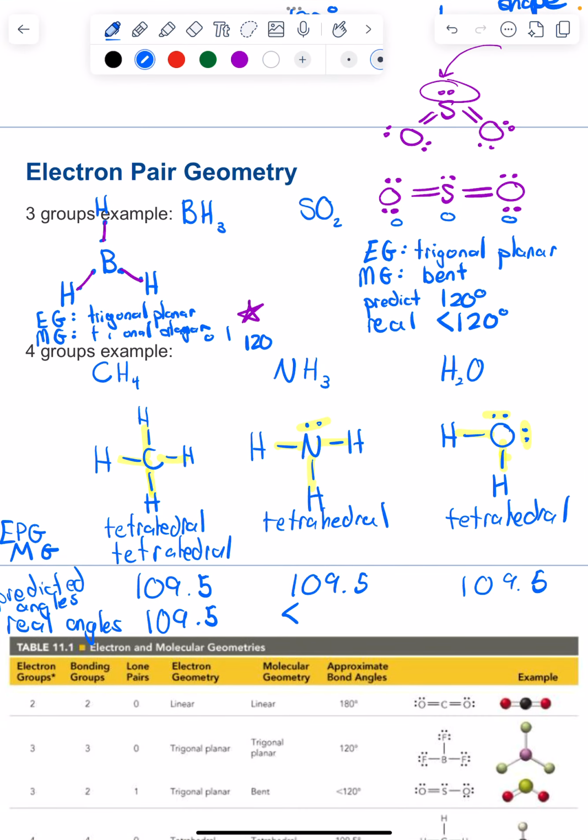Okay, so you don't have to know the exact amount. I'm just going to put less than 109.5. And the name of the molecular geometry is trigonal pyramidal.